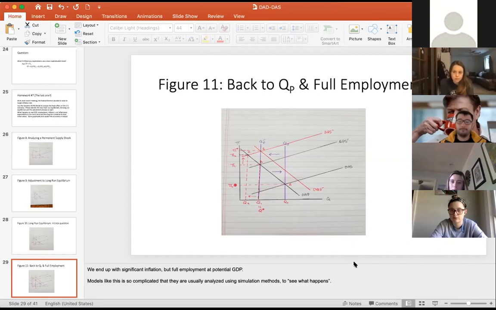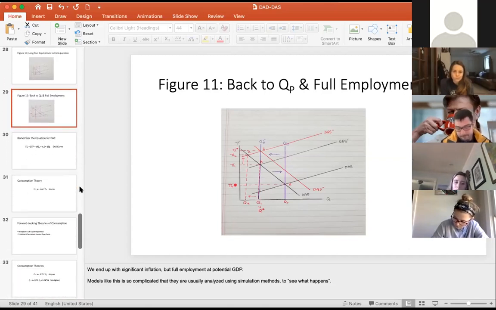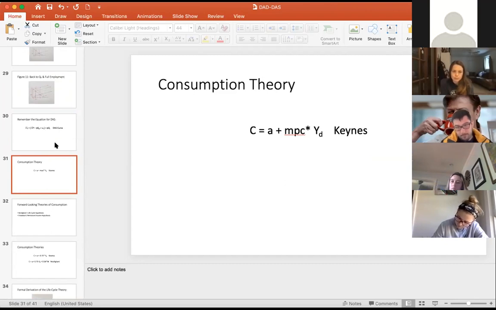Okay. All right. In that case, we are now done with DAD-DAS. So one of the things I will do this weekend is I will upload the PowerPoint to Canvas so that you can have it for review purposes. In the meantime, we're going to move on to the next part of the story. Next part of the story is consumption theory.